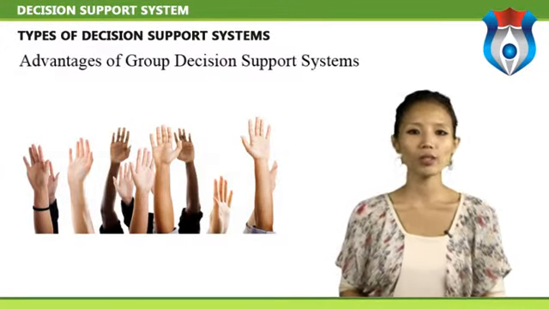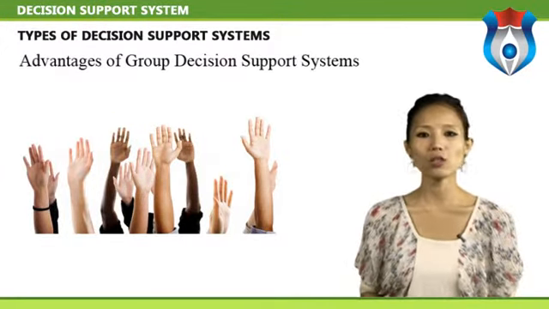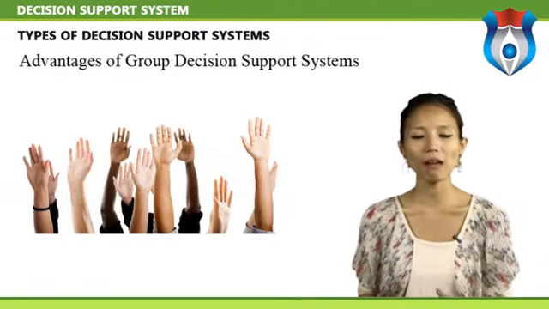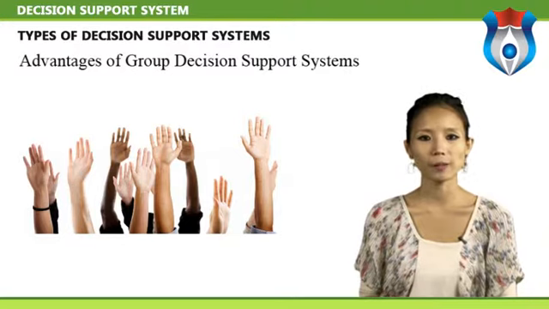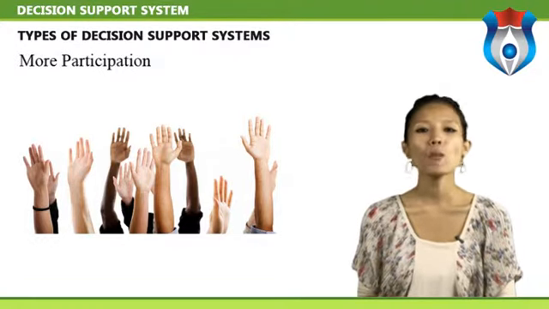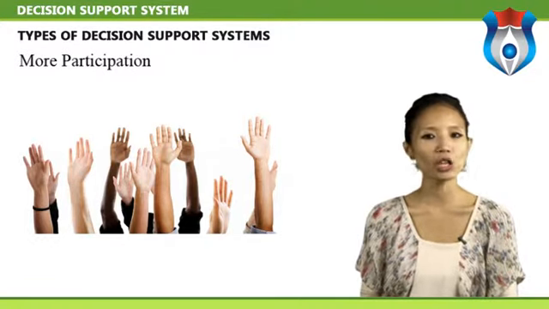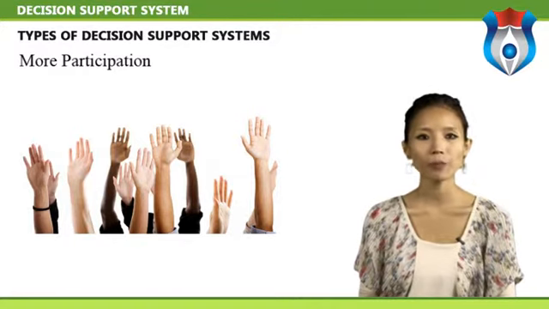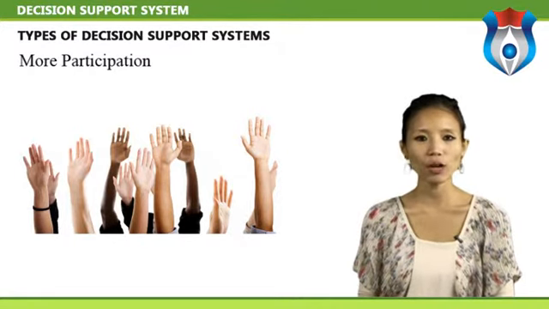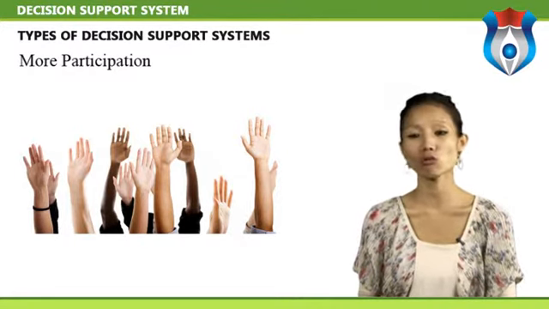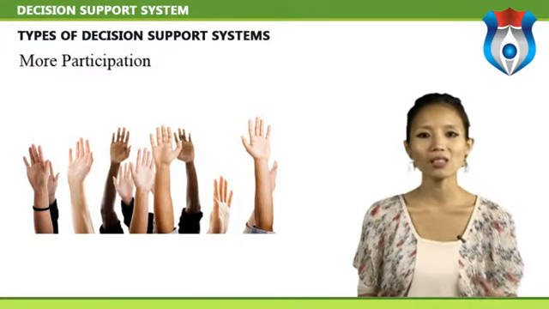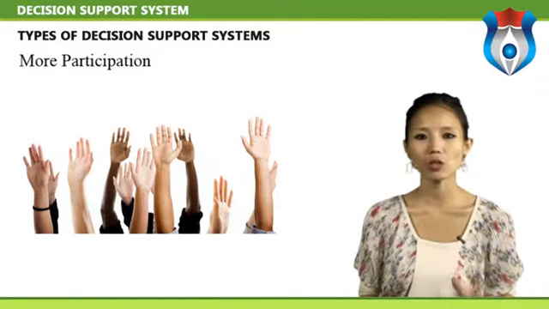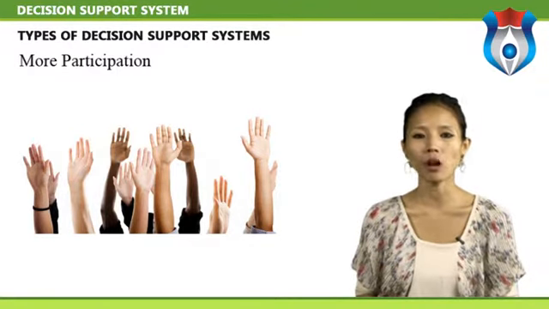Advantages of group decision support system. Group decision support systems give groups several advantages over many traditional non-automated group meetings. More participation, because a GDSS allows anonymity. Group members may be encouraged to participate because they do not feel as vulnerable to group censure for asking what may be perceived as foolish questions or making unpopular comments.